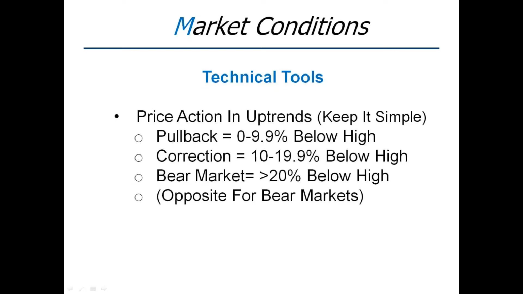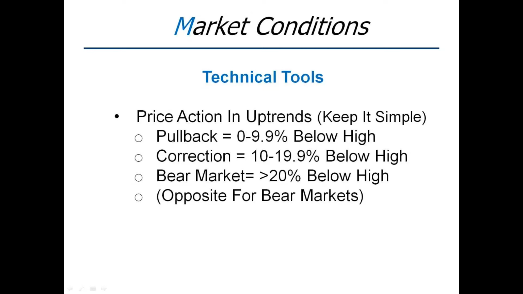Typically in the media, and these aren't my definitions, there's only 3 real things that can happen in an uptrend. Either the market pulls back, and that's defined objectively by a decline of 0 to 9.9%. So basically under a 10% decline off of a high. That's a pullback, and that's healthy.